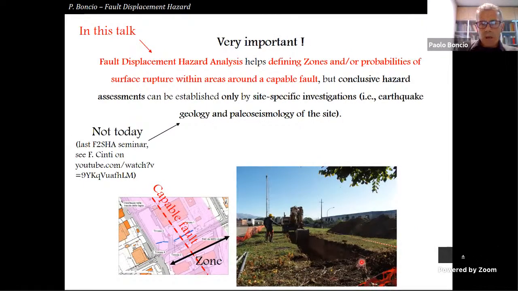Very important: I will talk of fault displacement hazard analysis for defining zones or probabilities of surface rupture in areas around active faults. But the conclusive assessment can be established only by detailed geologic investigation and paleoseismology of the site. I will not talk of this. This was the topic of the last talk by Francesca Scinti. So who missed the talk can watch again on YouTube.